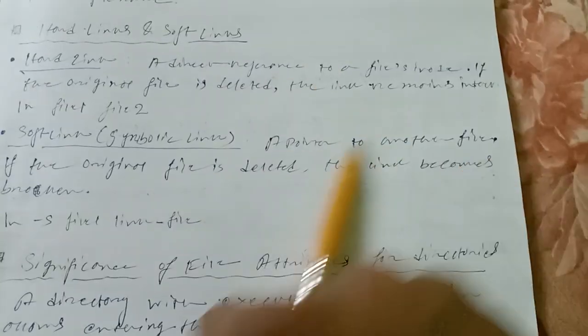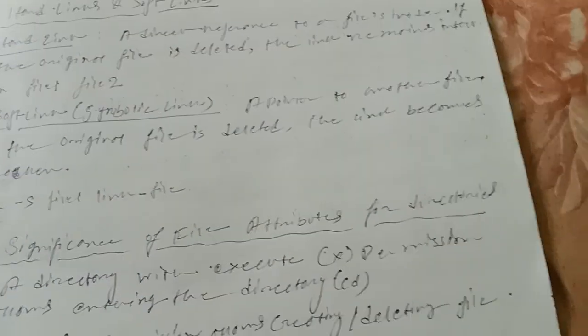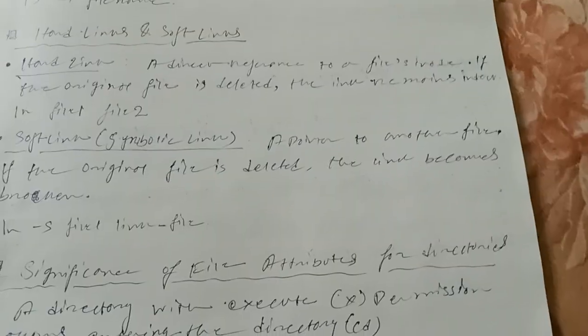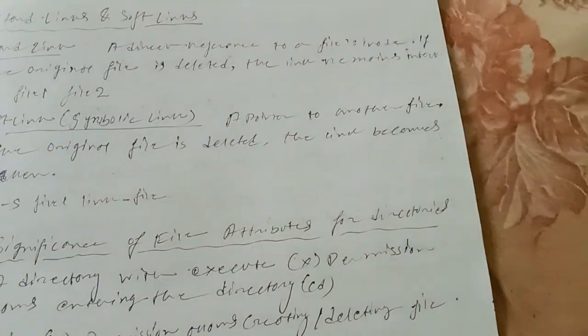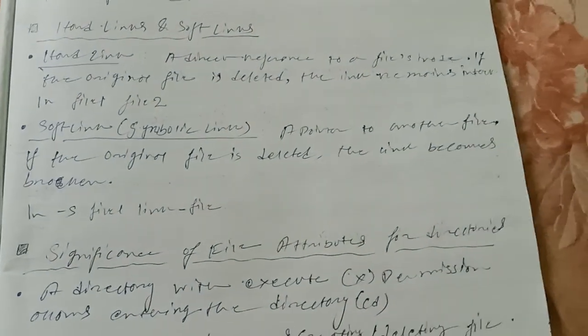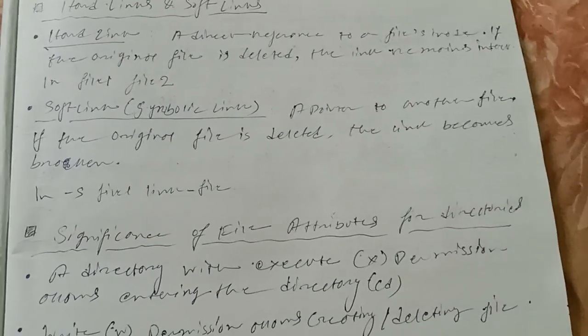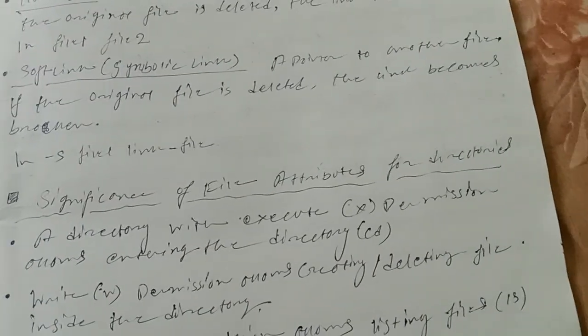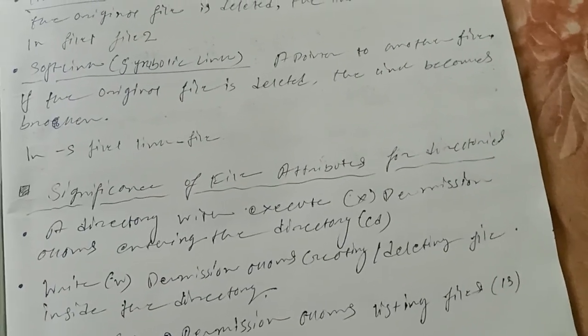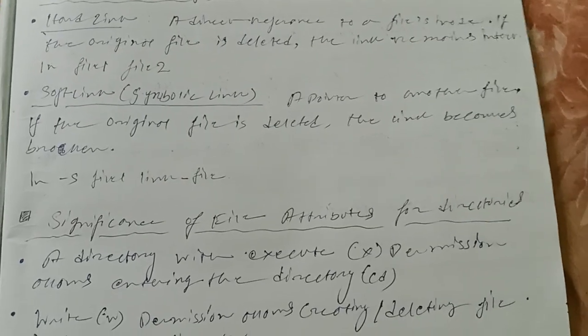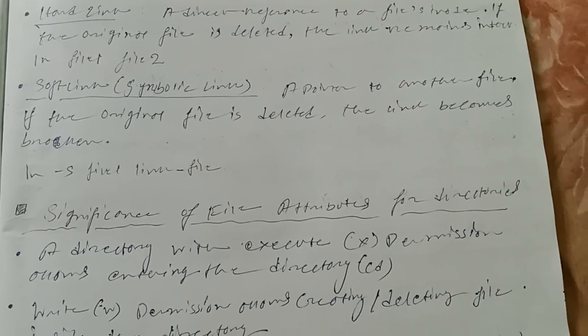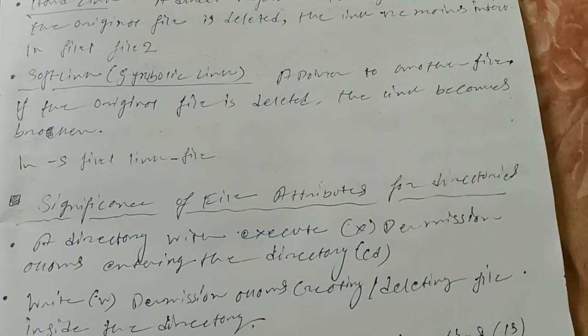Then soft link. What is a hard link? Actually, a hard link is all about a direct reference to a file's inode. If the original file is deleted, the links remain intact in file 1 and file 2.